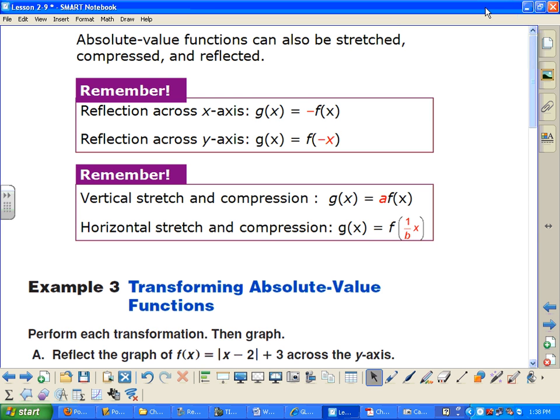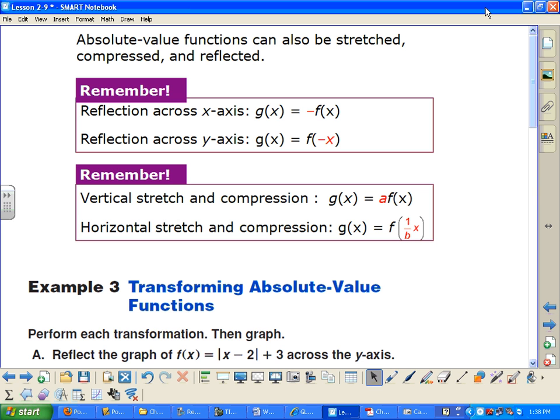The other transformations: absolute value functions can also be reflected horizontally and vertically, they can be stretched vertically and compressed vertically, and they can be stretched and compressed horizontally. And so we're going to look at those.